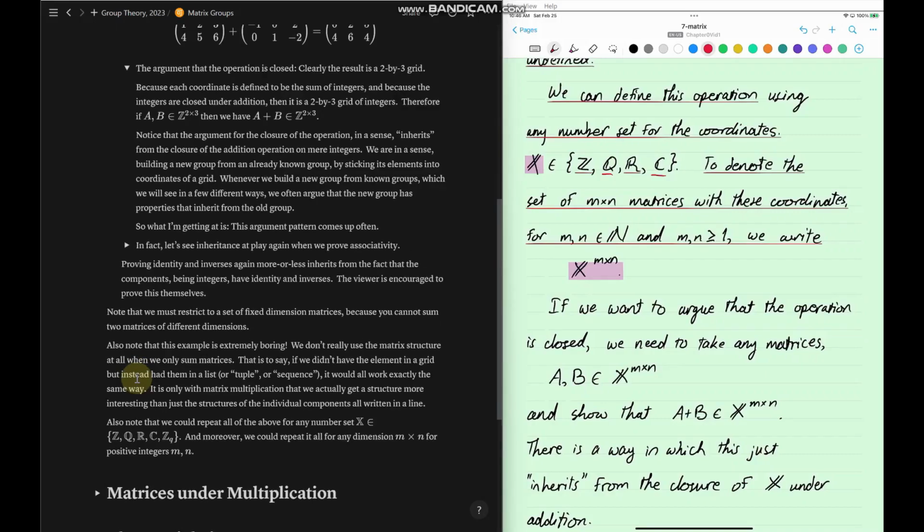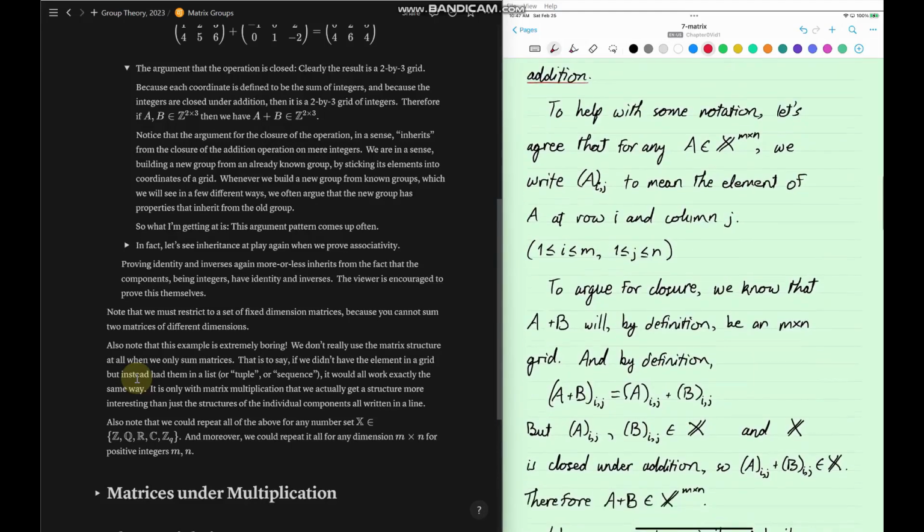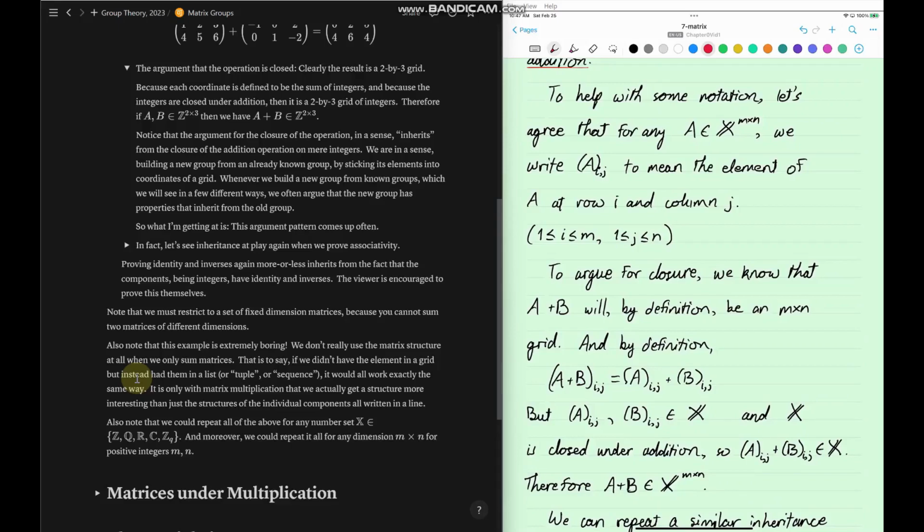If we want to argue that the operation is closed, we need to take any matrices A and B in this set of matrices and show that the sum is also in the set of matrices. There is a way in which this just inherits from the closure of the underlying number set under addition. Of course, that's true no matter which number set we pick.